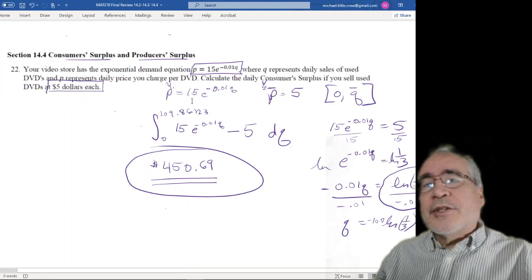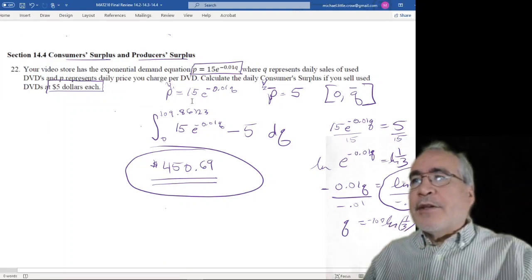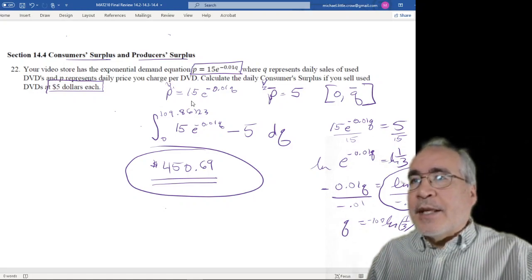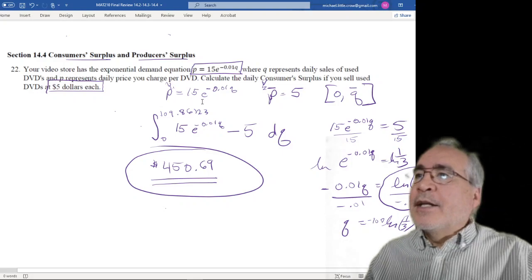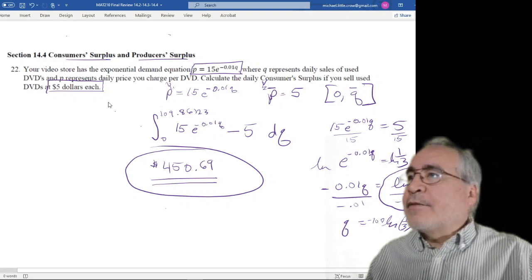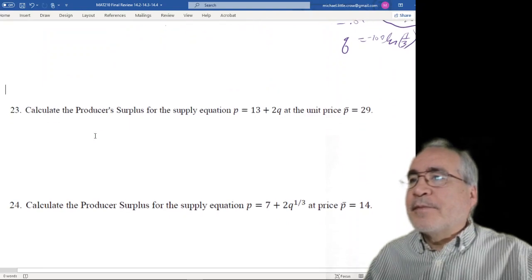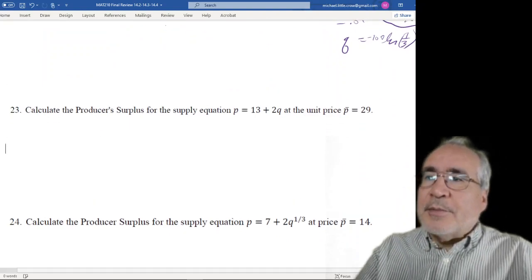Okay, but notice, just treat it as an area between two curves. Graph the two curves, this function and this function, and then see which one's on top. That way you won't get waylaid by trying to figure out whether it's a consumer surplus or a producer surplus, because we'll be doing both. See? Got a producer surplus.